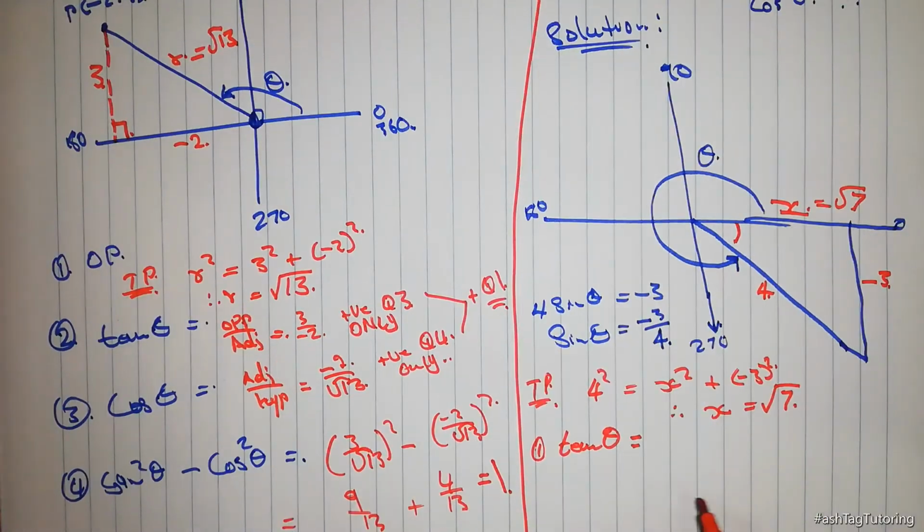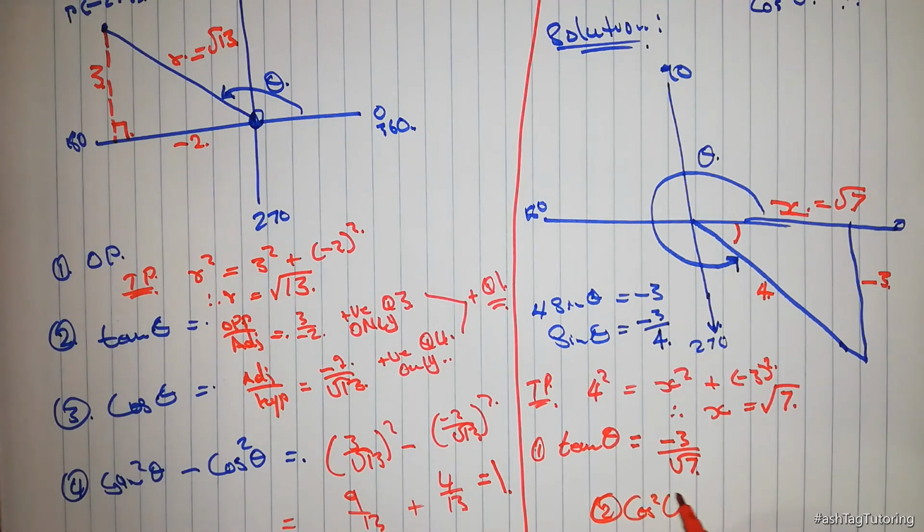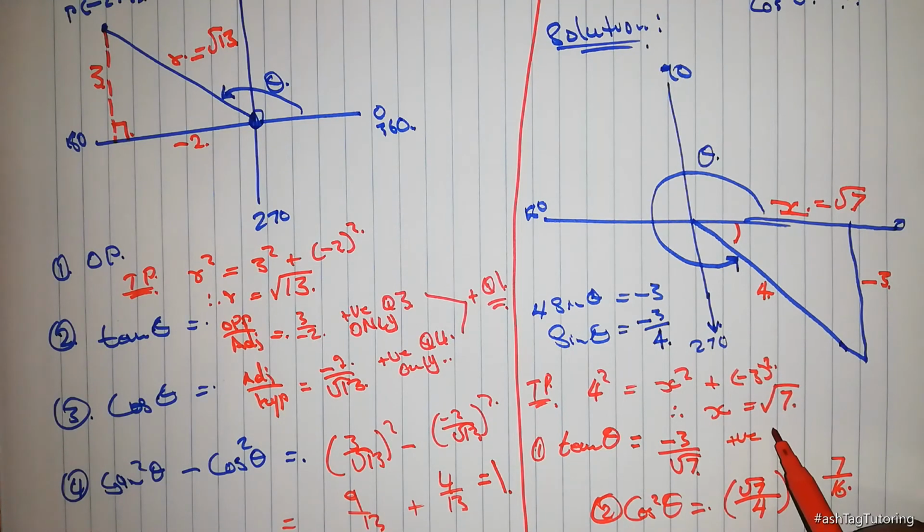So let's deal with the questions now. They said find tan theta. Tan theta is opposite over adjacent, which is -3 over root 7. And now they're saying cos squared theta. We know that cos is adjacent over hypotenuse, which is root 7 over 4. Then you square everything, and you find that your answer is 7 over 16.